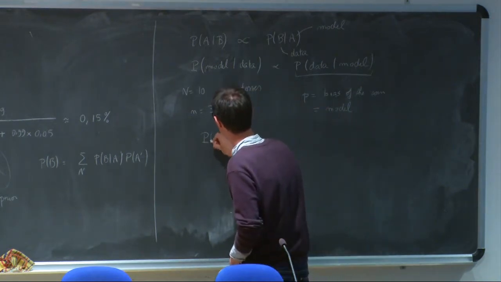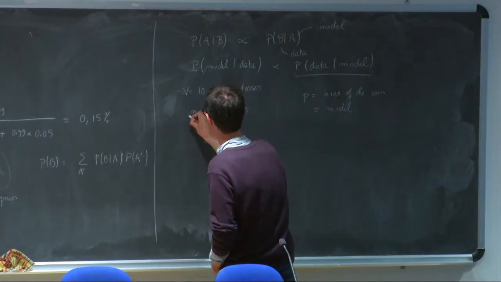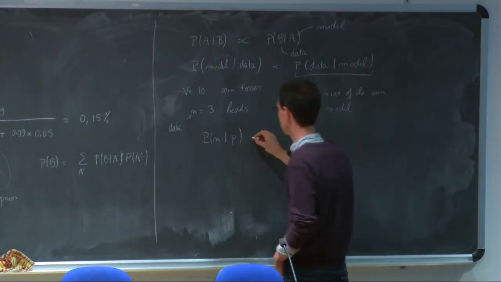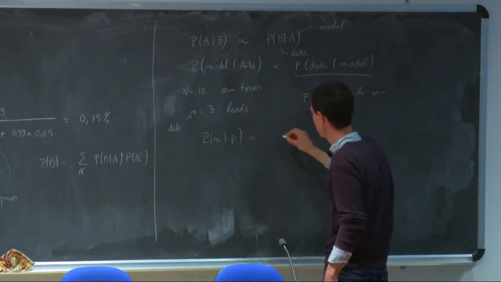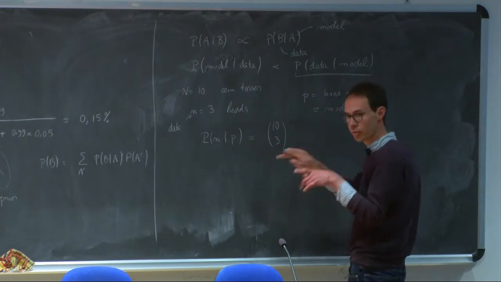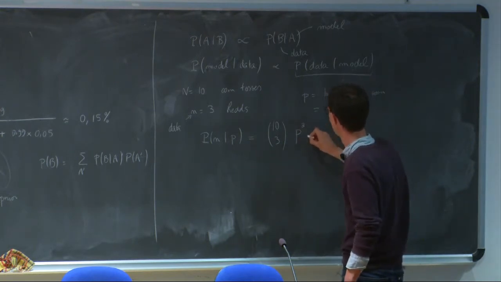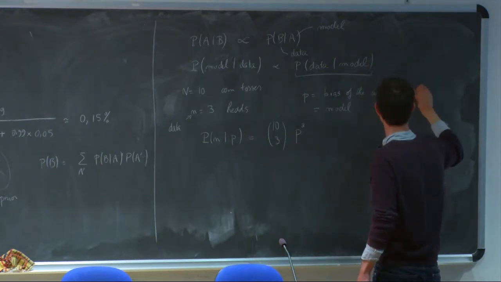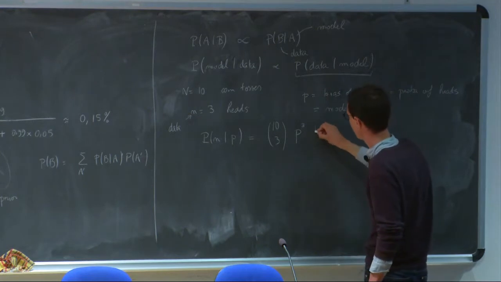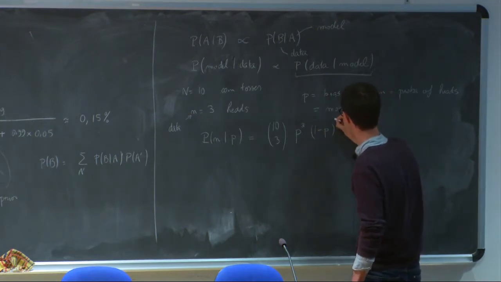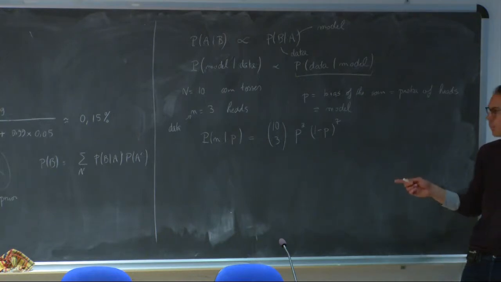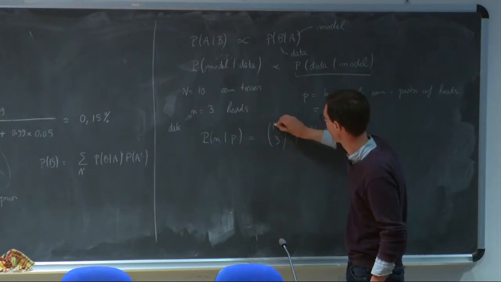So first, simply you say, what's the probability of seeing n? This would be the data. So I write the probability of n given P. And that's just simple combinatorics. I have 10 choose 3 possible combinations, and then I have P to the 3. That's the probability of heads. I could just put the actual variables here, it would be easier.